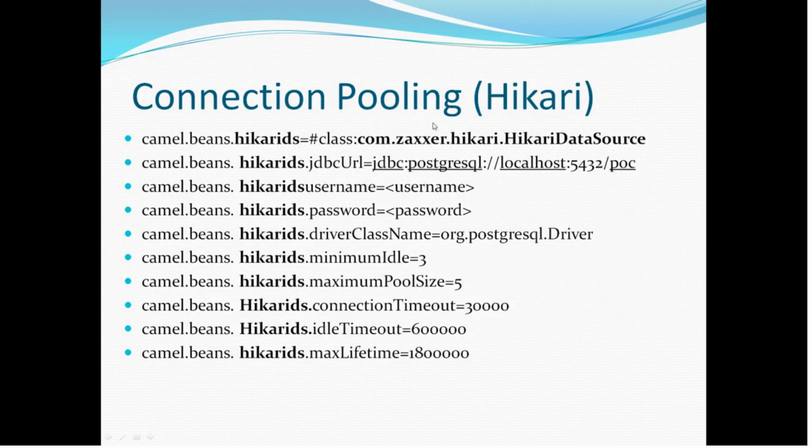These are the properties for Hikari connection pooling. Here we have to give the class name, the Hikari data source class name, and we have to use this particular class dependency as well. Then here also camel.beans.hikarids, this is our data source name. Then we have to give the JDBC URL, username, password, and which database we are going to connect. Based on that database, we have to give the driver class, minimum connection, and maximum pool size. Then we can give the timeout values as well.